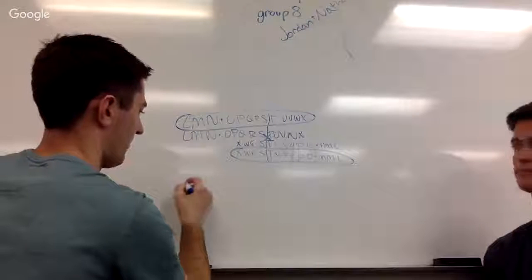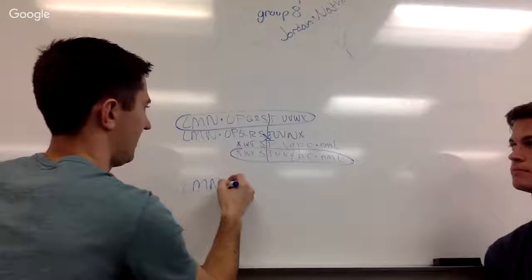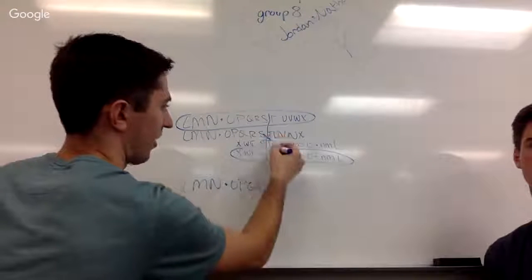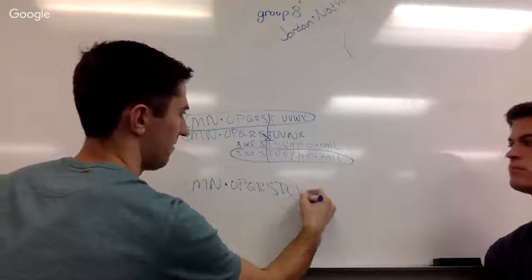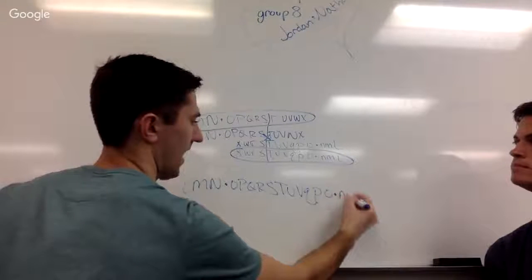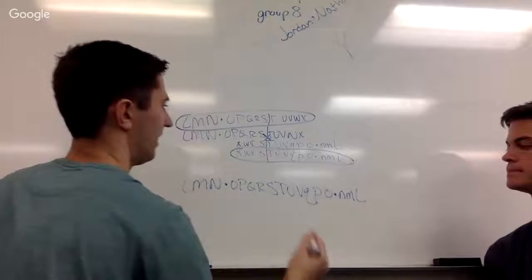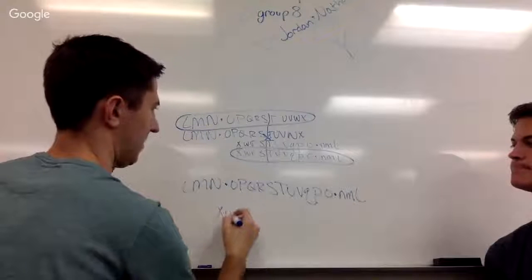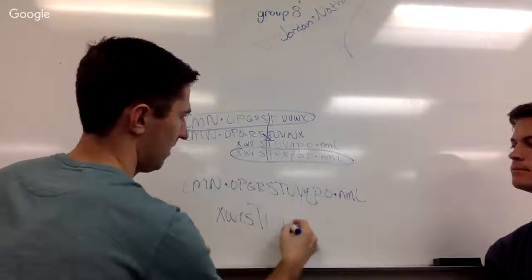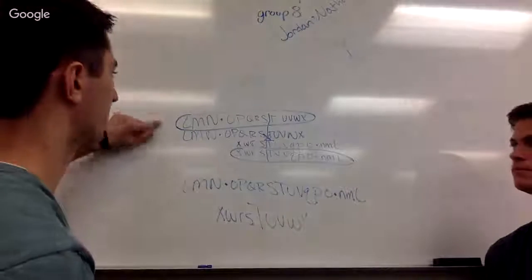So the other one would be L, M, N, O, P, Q, R, S. Then it crosses over, so T, U, V, Q, P, O, centromere, N, M, L. And then for the next one, you're going to do X, W, R, S, T, U, V, W, X. So those would be your four.